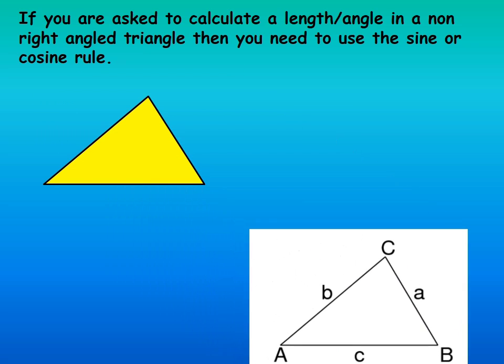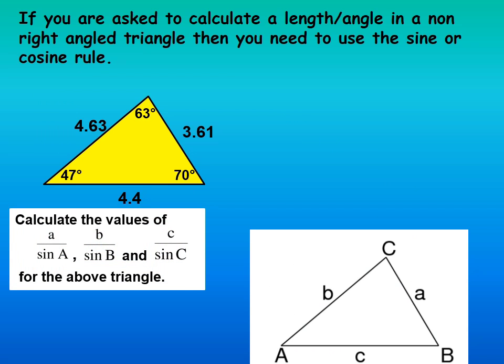So if this is our example, let's say we had this triangle and we wanted to calculate the value of a over sine A. So in your calculator, small a is 3.61, capital A is 47. So if you put 3.61 divided by sine 47 into your calculator, you would get 4.9.